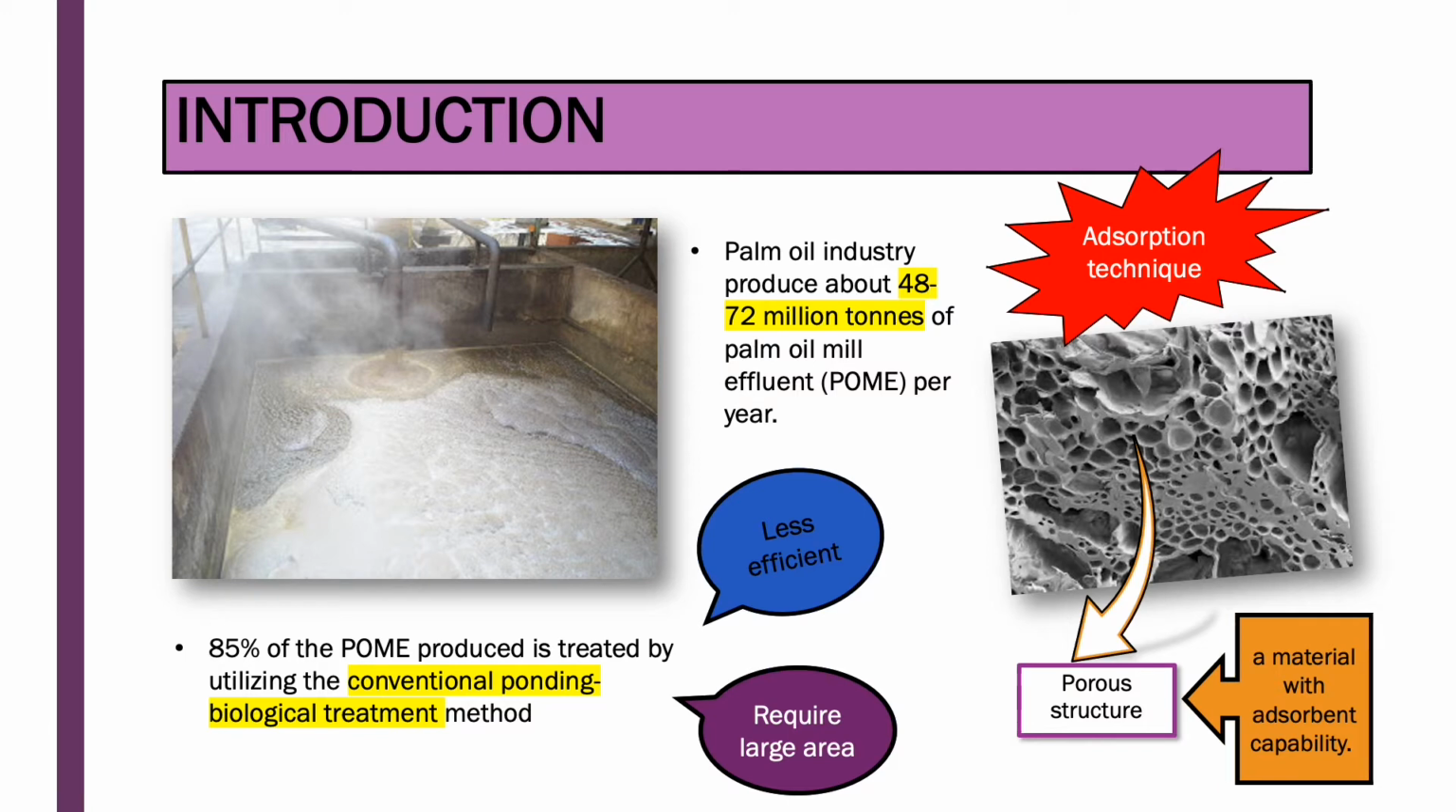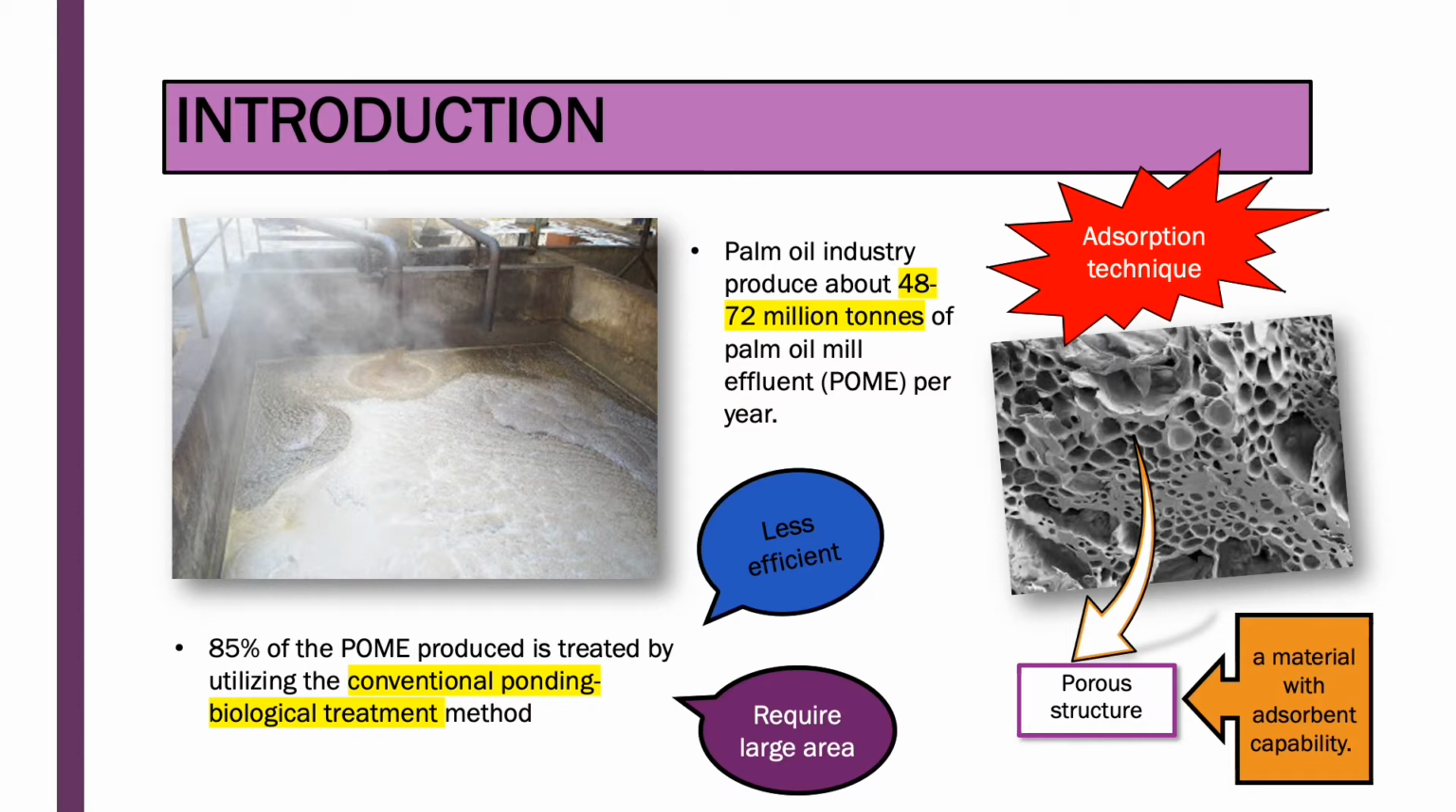However, large-scale production of palm oil contributes to an enormous amount of oil palm waste, such as palm oil mill effluent, also known as POME, as you can see in the first picture. During the milling process, the palm oil industry produces about 48 to 72 million tons of POME per year.